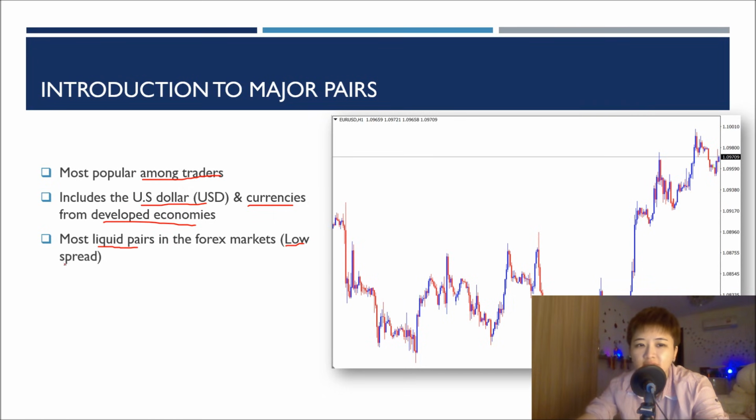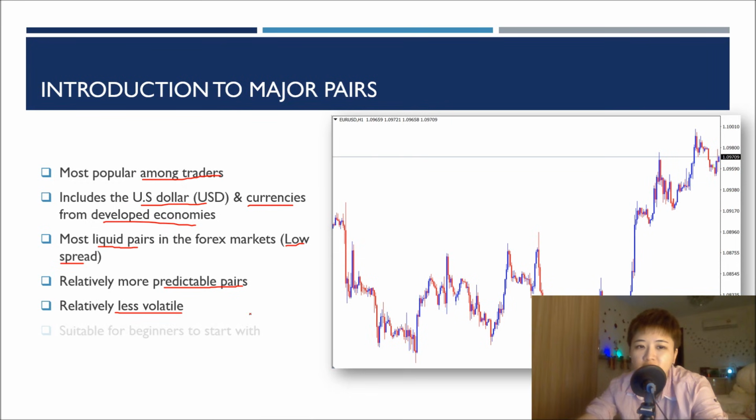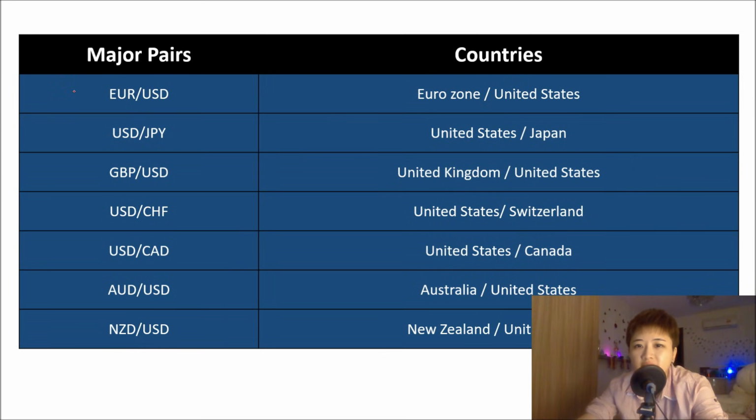Now the good thing about having high liquidity is that it will tend to have low spread, so you pay less to the broker. Make yourself rich instead of making a broker rich. And it is relatively more predictable. Now, again, nobody can predict the markets except those fortune tellers. And it is relatively less volatile as compared to the not so popular pairs. As a beginner, you can start with major pairs, alright? So these are some of the major pairs that you can pick from.